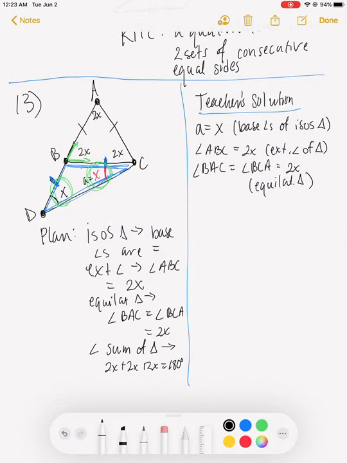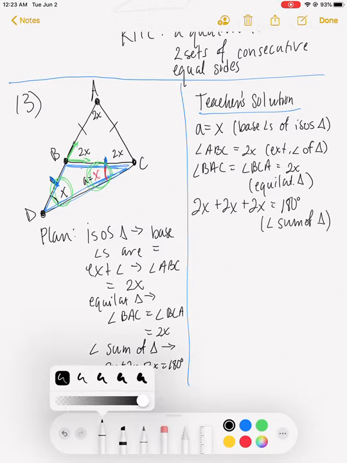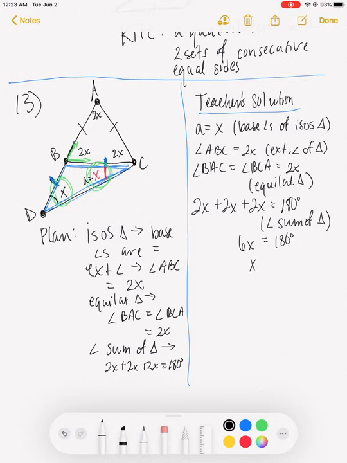And then we go to angle sum of triangle, which we added all of the two x's together, 3 sets of them. That's equal to 6x, that's equal to 180. And I can do that because of angle sum of triangle. And so now we have 6x equals 180. X is going to equal, I'm going to divide by 6 on both sides. And therefore x is going to be 30 degrees.